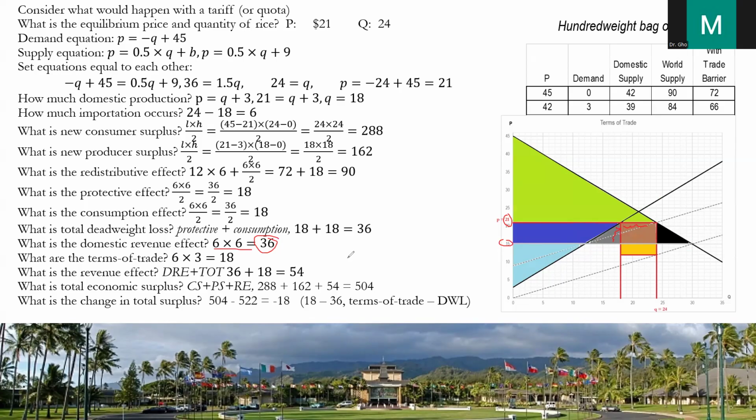Now, this is if you have a tariff. On the other hand, if you have a quota, whoever owns the quota as a property right gets a benefit, and that's part of the revenue effect. The amount of the revenue effect that's borne by domestic consumption will be this area within the brown that I'm just marking up.